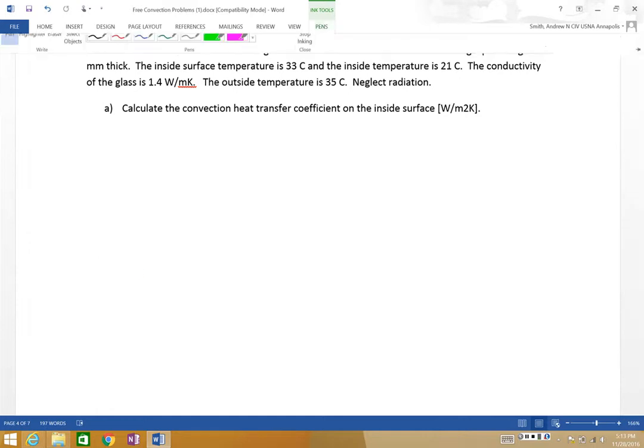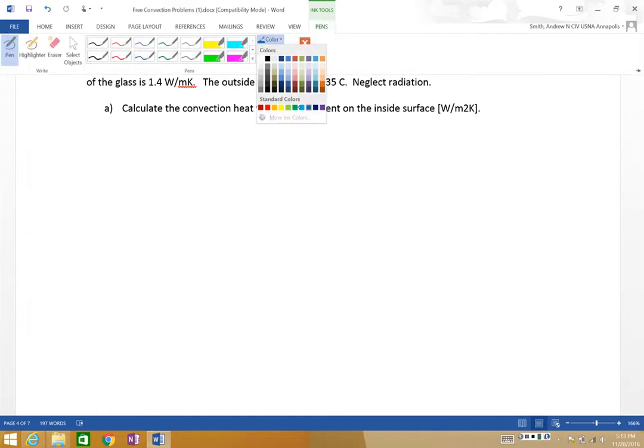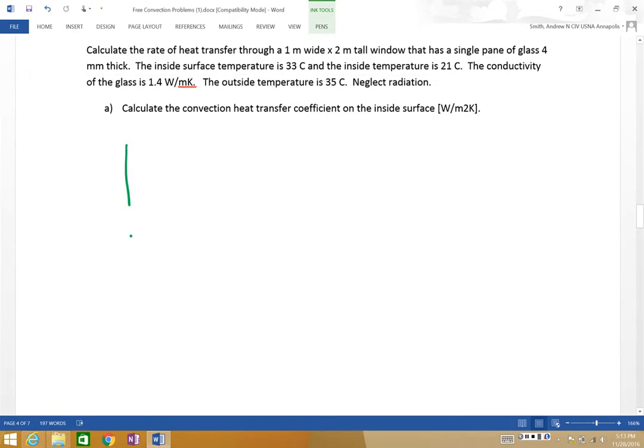No, pen. Let's try green. There we go. Look, here's our window.